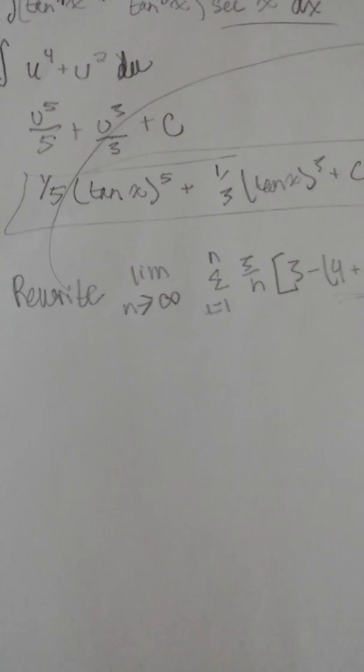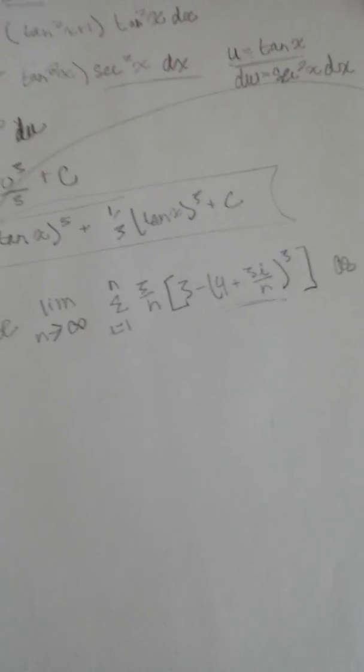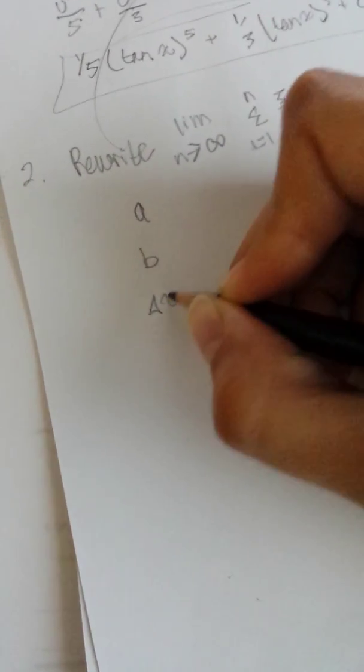Okay, so for my second question, I have to rewrite this equation right here as an integral. So this question is basically rewriting the equation. Okay, so what you need to do is first figure out your a, your b, your equation, and your delta x. So a, b, equation, delta x.